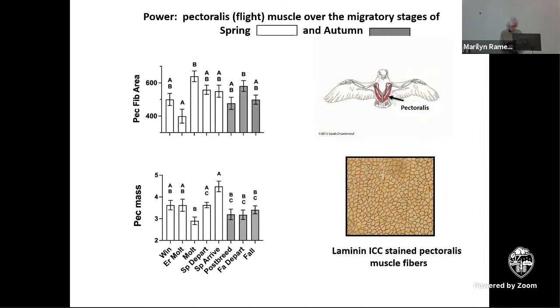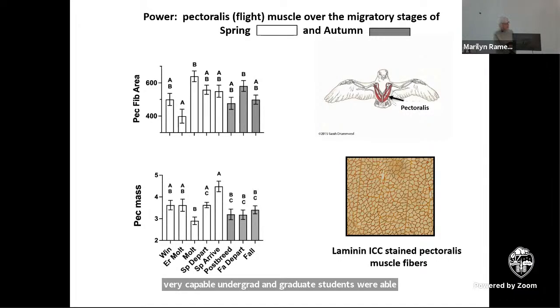So working with this muscle group and some very capable undergrads and graduate students, we were able to develop a laminin stain that stains the endothelial cells of the fibers. Okay. And what we got is a very uniform picture. In terms of size, it's fairly uniform. In terms of fiber type, they are all oxidative fast twitch fibers, so you don't have any kind of mixture in here that you often see in other muscles.